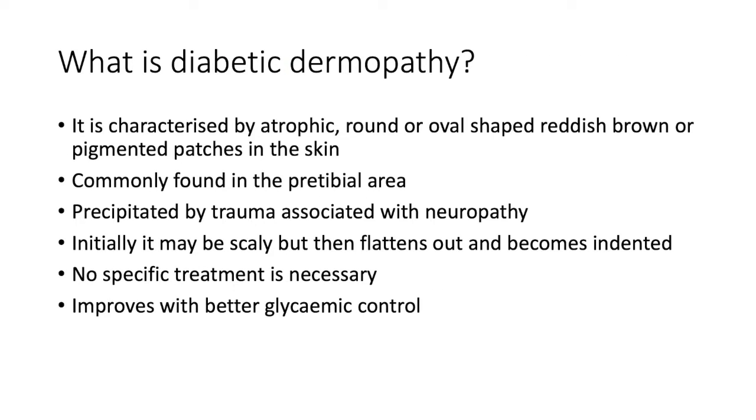So what is diabetic dermopathy? This is characterized by atrophic round or oval-shaped reddish-brown or pigmented patches in the skin. It's also found in the same region as necrobiosis, in the pretibial area. It's precipitated by trauma associated with neuropathy. Initially it may be scaly, but then flattens out and becomes indented.